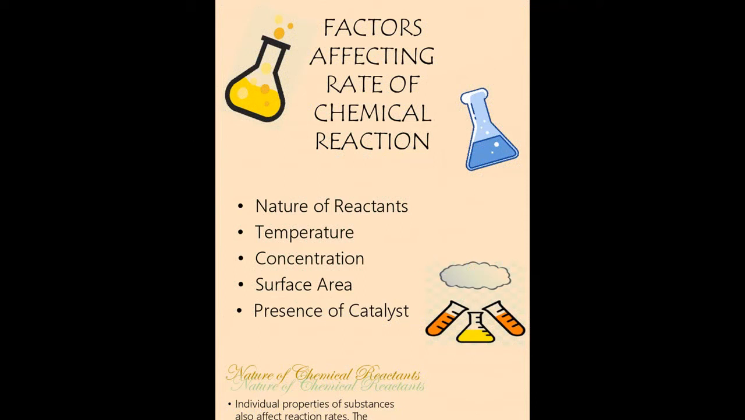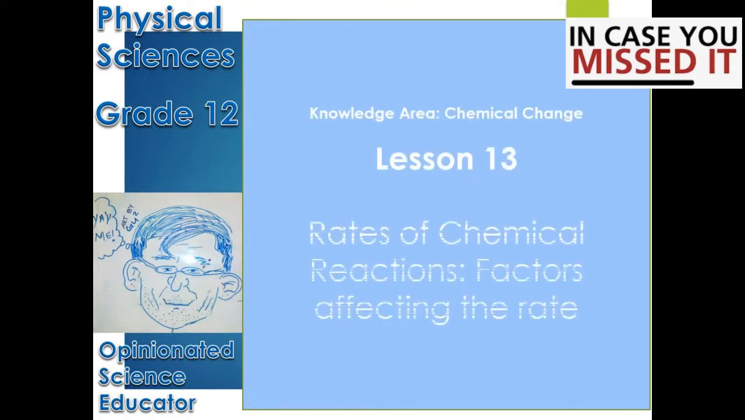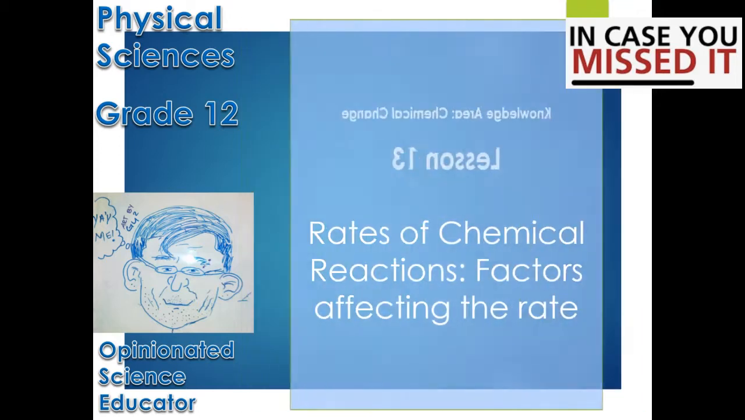As we continue the lesson on the factors affecting the rate of the chemical reaction, in this part of the lesson we will look at each of the 5 factors that affect the rate of a reaction. This lesson is from the knowledge area Chemical Change, and this is lesson 13, Rates of Chemical Reactions, Factors Affecting the Rate.